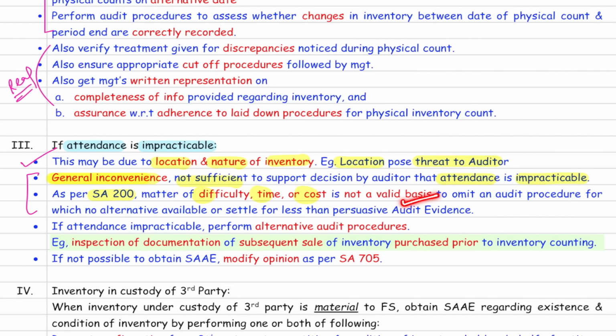So you need to collect persuasive evidence. If it is actually impracticable, then perform alternate procedure. Which procedure? Subsequent sale, prior purchase. Inspect the documentation of subsequent sale of inventory purchased prior to inventory count. Still, if you are not able to get sufficient and appropriate evidence, what to do? Modify the opinion as per SA 705.